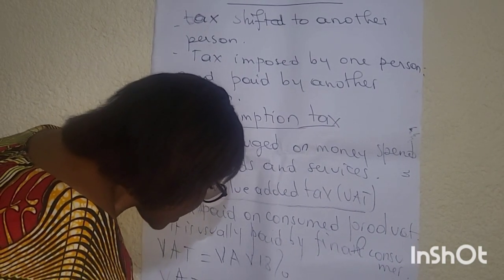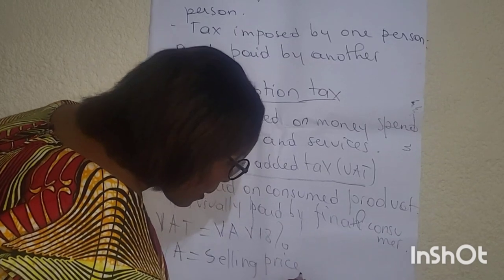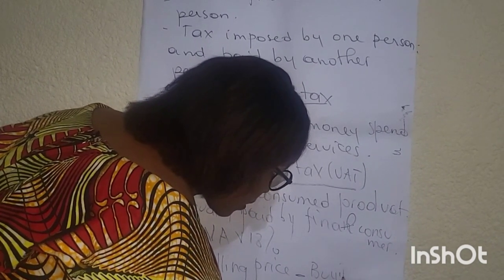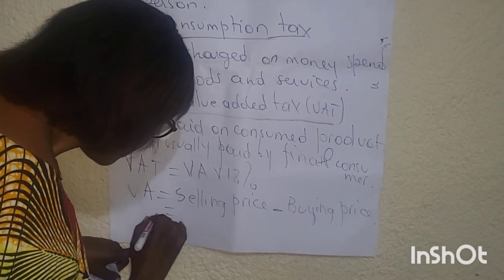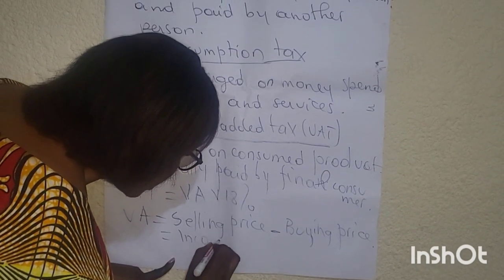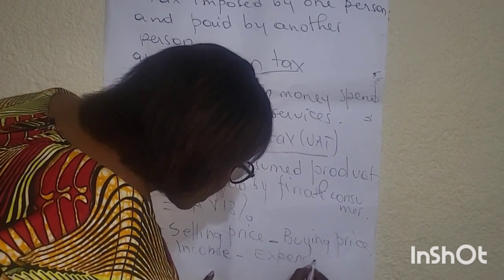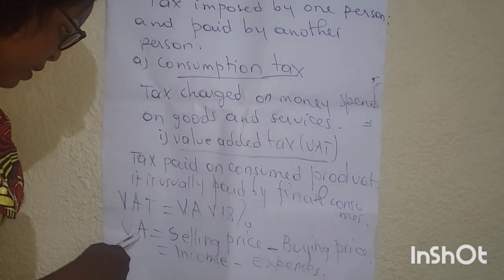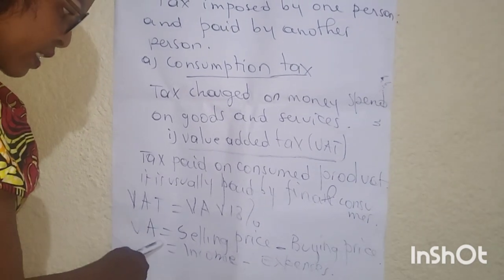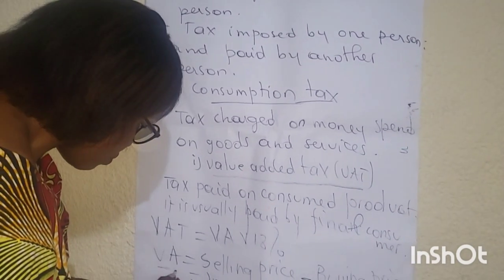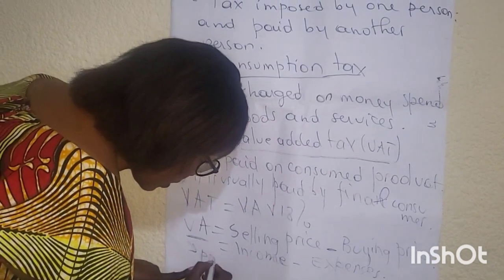value added is obtained by taking selling price minus buying price. It is also obtained by taking income minus expenses. This is the formula of value added. Value added is a profit made by a business. A profit is like profit.